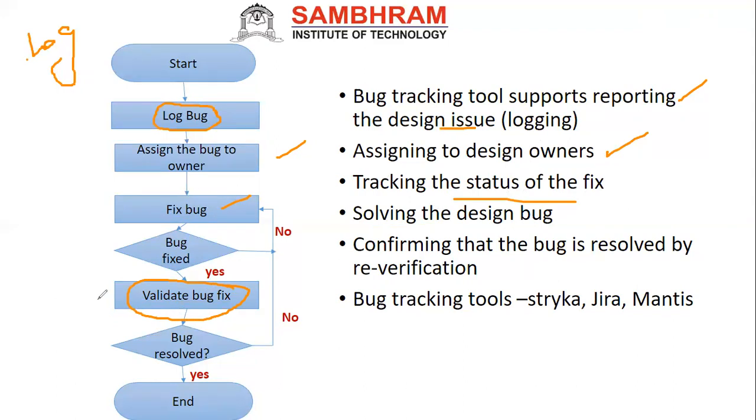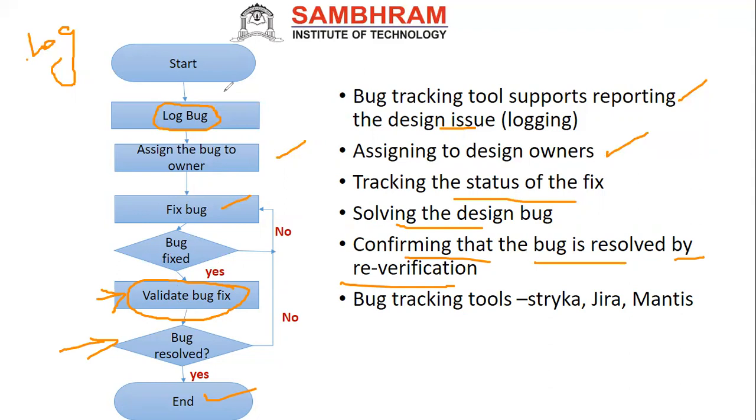Once we validate the fix, we have to check whether the bug is resolved, whether the design bug is solved, by confirming through re-verification. So we have to do the re-verification once again in this step. Once it is re-verified and the bug is confirmed as solved, then it is properly cleared. If there is a problem during re-verification, we go back to fix the bug here again. It works like this.